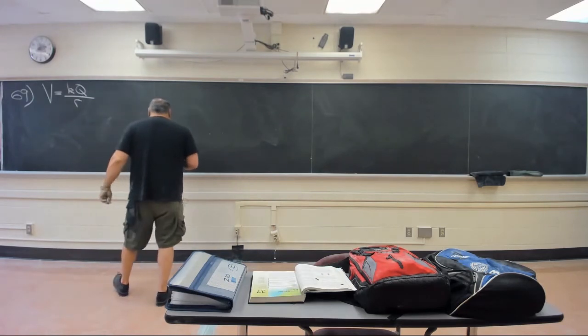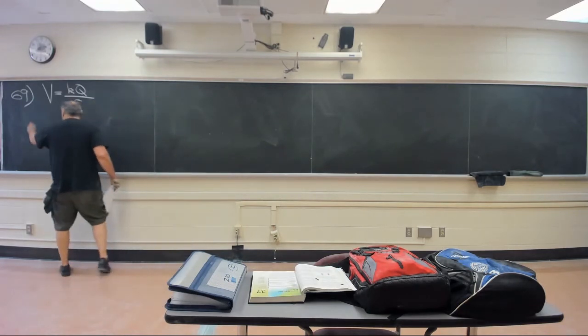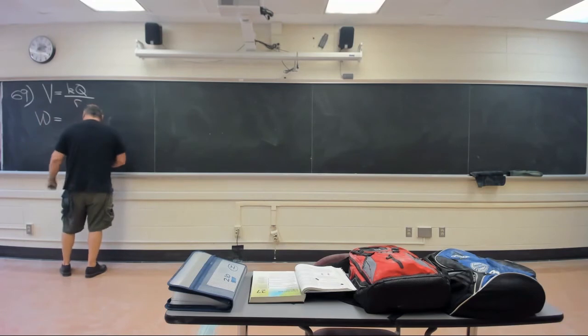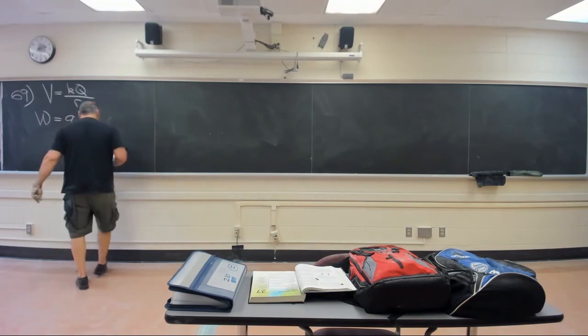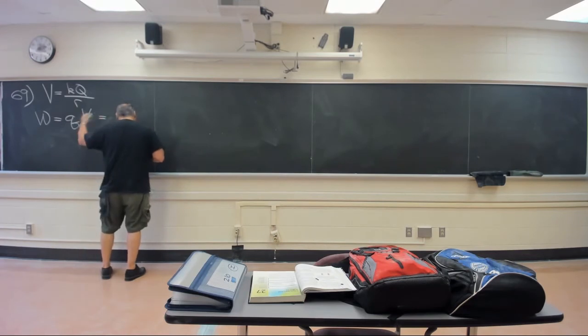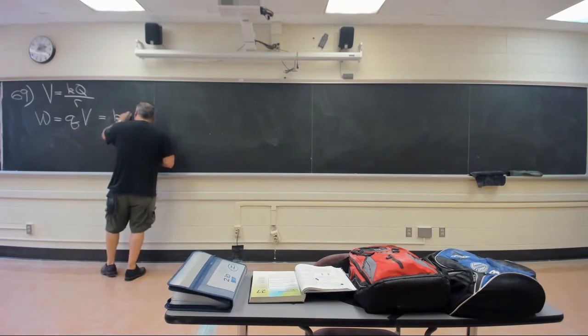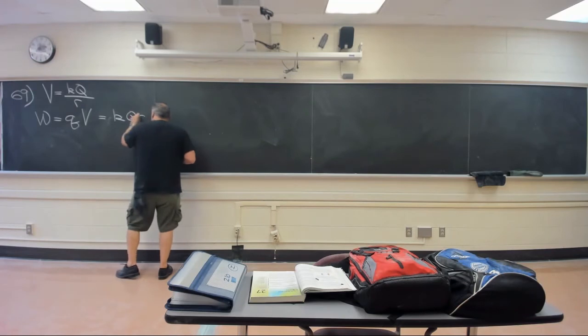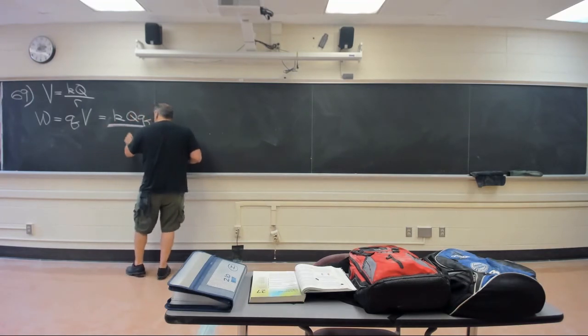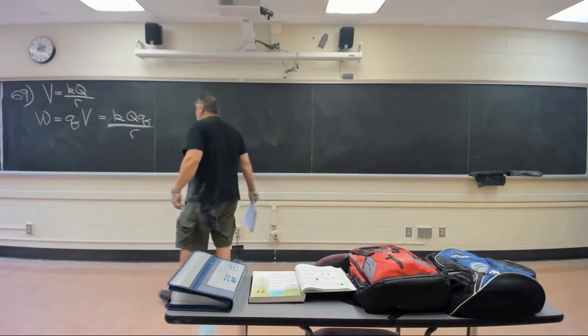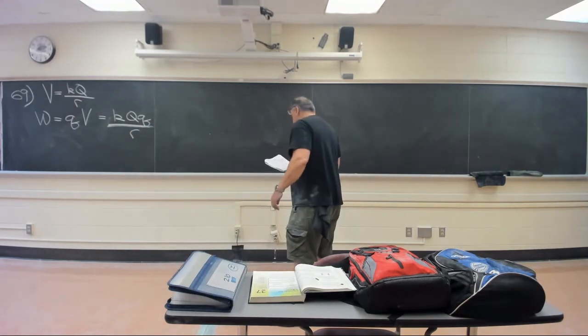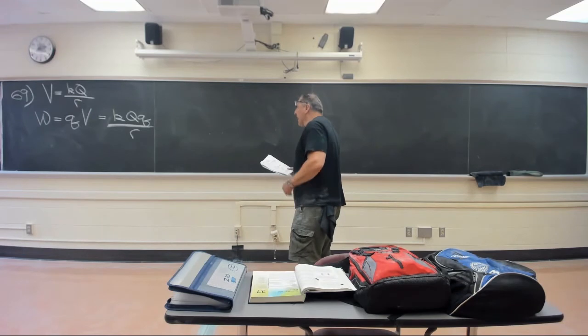V equals KQ over R. Work is going to equal Q times V, or delta V, depending on how you want to talk about it. The potential difference that you're trying to overcome. We said in prior discussions there are ways you can look at it. Well, there you go. There's the work you have to do.